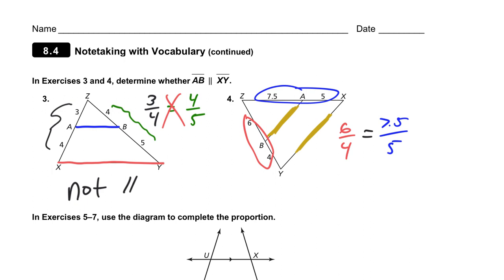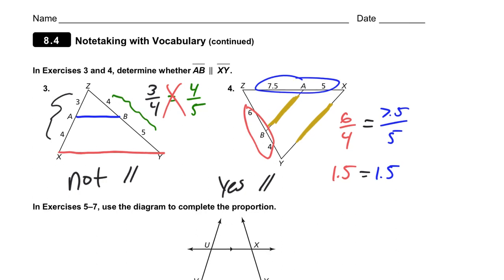If I put those in the calculator, I get 1.5. So 6 divided by 4 is 1.5. And then 7.5 divided by 5 is also 1.5, which means, yes, they are parallel. And that is because of the converse of the triangle proportionality theorem.